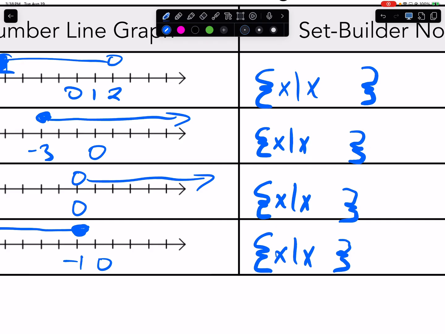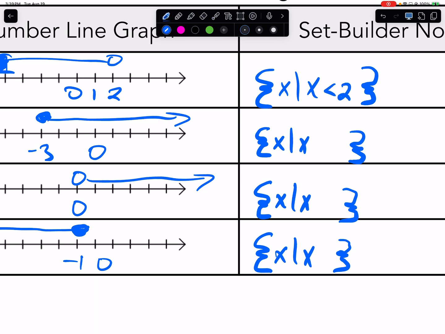So if I look at the very first graph here, is it less or greater than 2? Less. Is it equal to or not? How do you know if it's equal to or not? Dots filled in, it's equal to. If it's an open dot, it's just greater or less than, depending. Okay? So the first one is less than 2.